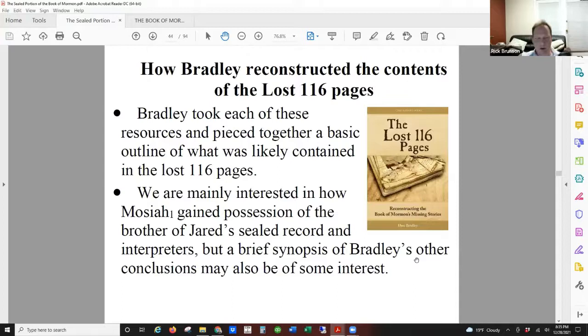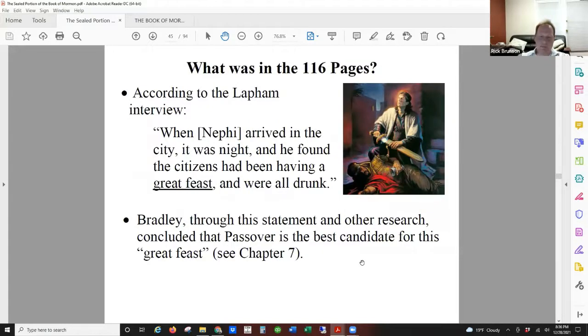So Bradley in this book took each of these resources and pieced together a basic outline of what was likely contained in the last 116 pages. Tonight we're mainly interested in how Mosiah the elder gained possession of the brother of Jared's sealed record and interpreters. But I thought a brief synopsis of Don Bradley's other conclusions may also be of some interest to you guys as well. So let me go over some of the highlights.